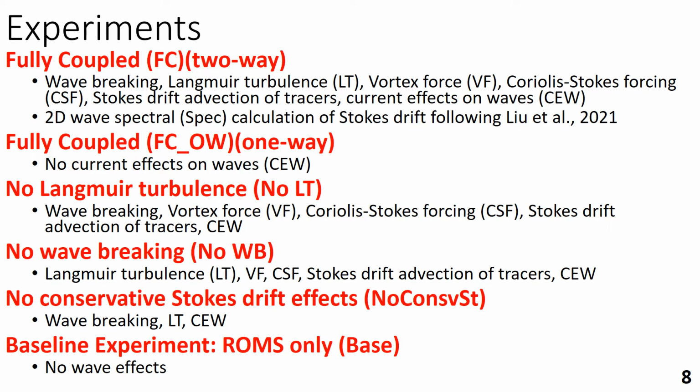There's also the one-way fully coupled experiment, where I included all of the wave effects except current effects on waves. There's the baseline experiment, which is the circulation-only case, and there are no wave effects in that one. And then the final 3 are ones where I selectively disabled wave effects. So one where I just disabled the Langmuir turbulence, another where I disabled the wave breaking, and the third where I disabled the conservative Stokes drift effects.